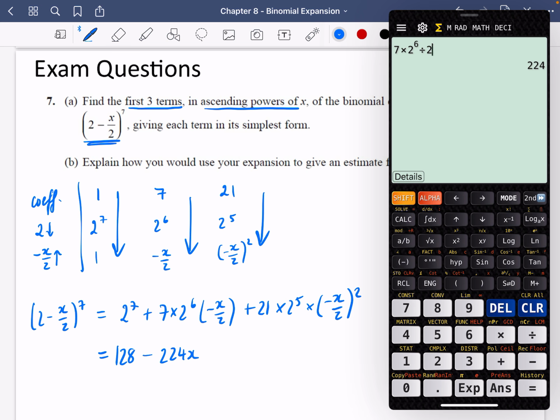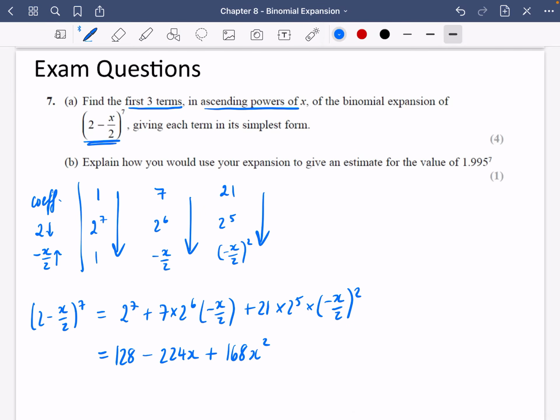Now, I know the next one's going to be positive because it always alternates, but we can see it's going to be positive because you've got a negative number being squared over here. So let's just find out what the number should be. It's going to be 21 times 2 to the power of 5, and we're dividing it by 2 squared. So I could divide it by 2 squared like this, and I get 168x squared. So those are the first 3 terms of this binomial expansion.